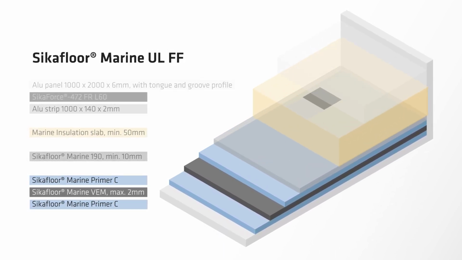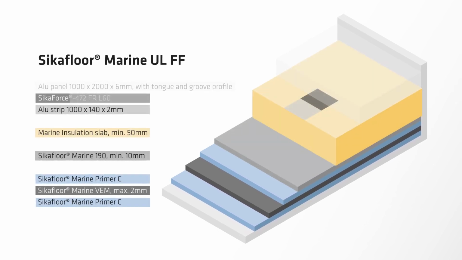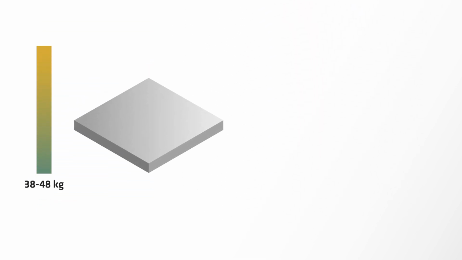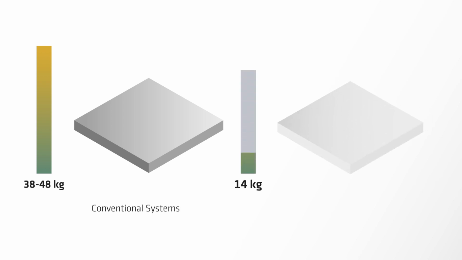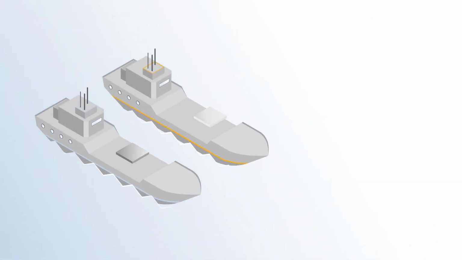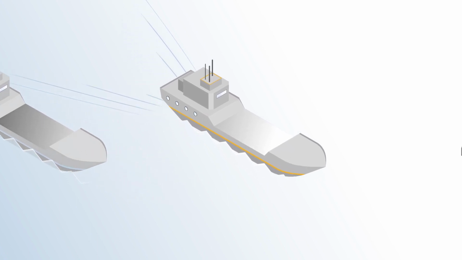To save weight, but without compromising strength, Sika has developed a new floating floor which the market has never seen before. The Sikafloor Marine Ultralight Floating Floor is the innovative solution that brings vessel construction to a whole new, lighter level. At 14 kilos per square meter, its ultralight weight saves up to 24 kilos per square meter compared to conventional steel and cement-based floating floor systems. This decreases fuel and energy consumption on a large scale.